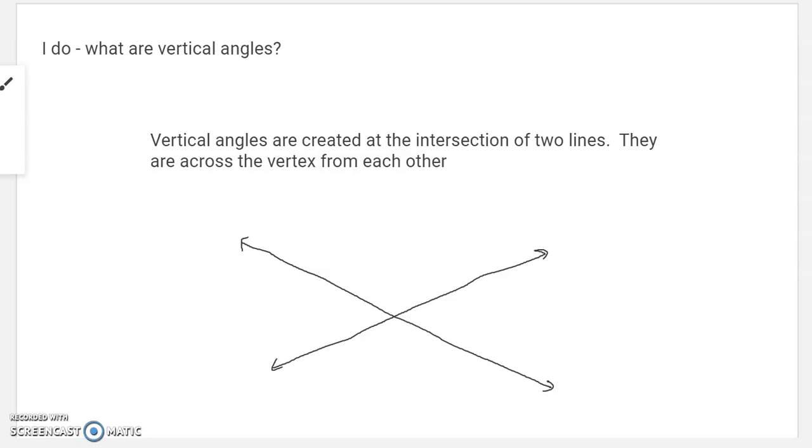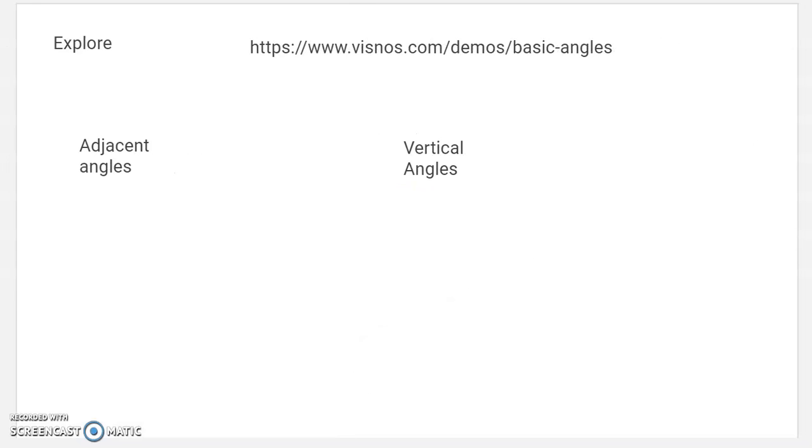The vertical angles are the ones across the vertex from each other. So that would be like this one and this one. Those are called vertical angles from each other. They're across the vertex from each other. So that's what we're talking about today, those kind of angles right there across. I want you to explore them a little bit.